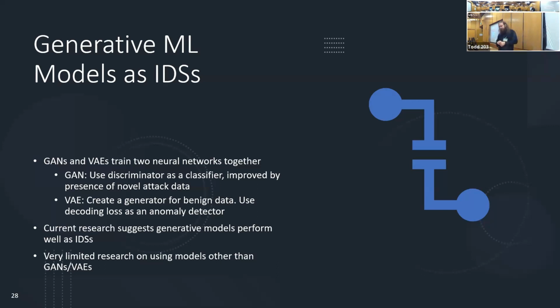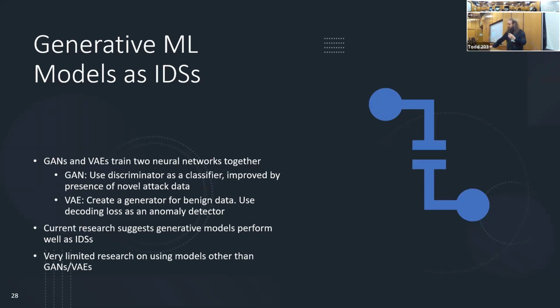And for VAEs, what they're doing is they're using both the encoder and decoder to learn a data set of benign data, and then you take in all of your real data coming in. And you can use the reconstruction loss from the decoder as an anomaly detector. So if it's trying to reconstruct something that wasn't in the initial data set, it's going to have difficulty producing the same flow of information.